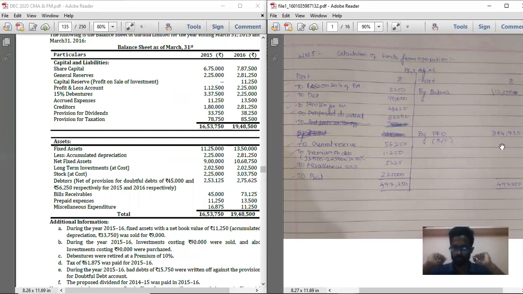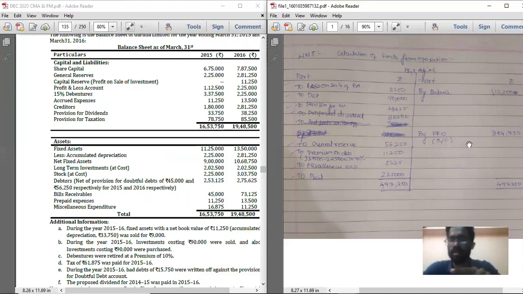When you pause the video and work it out on your own, if you are not getting the answer, just come back to the video and look at the answer. Normally, when I was writing exams, I used to forget this miscellaneous expenditure during preparations. When you leave out miscellaneous expenditure, you wonder why the balance is not tallying. So now you know that 3,84,750 is the answer.